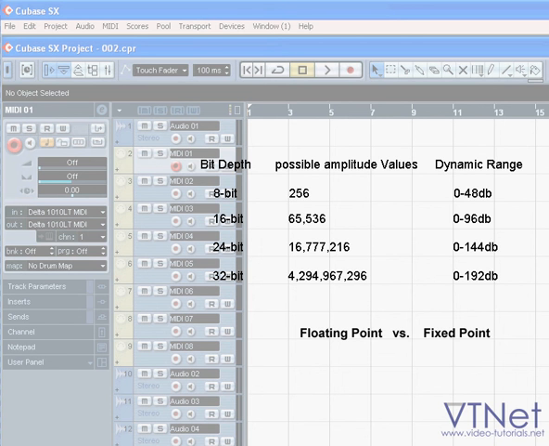Okay, now we've got a basic idea of how digital audio works. Now, let's get on with the fun part and actually start recording with Cubase.